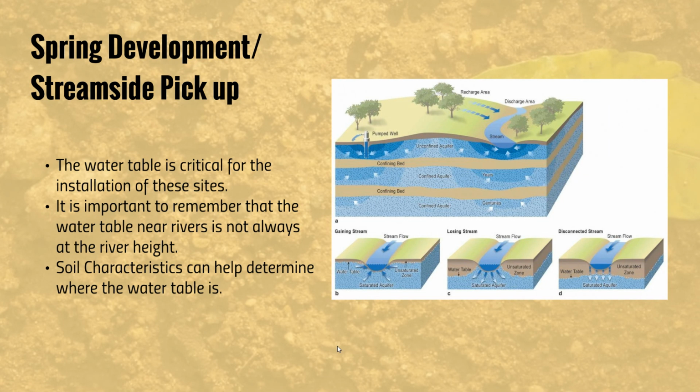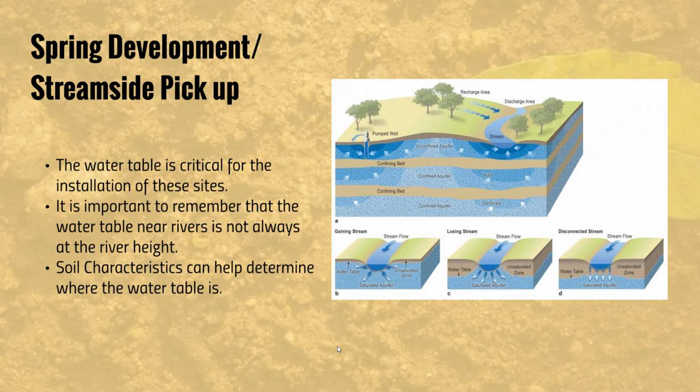Another really important thing is if you're doing a BMP for a spring development or a stream side pickup, those are really key when we're looking at water table. So you really want to get an idea of where the water table is at those sites. You can use Web Soil Survey for this, but I really do recommend also getting a soil scientist to come out and reconfirm, just because if you put those in the wrong area and you don't have water like you were expecting, then it can be very costly to go back in and redo these stream side pickups afterwards.